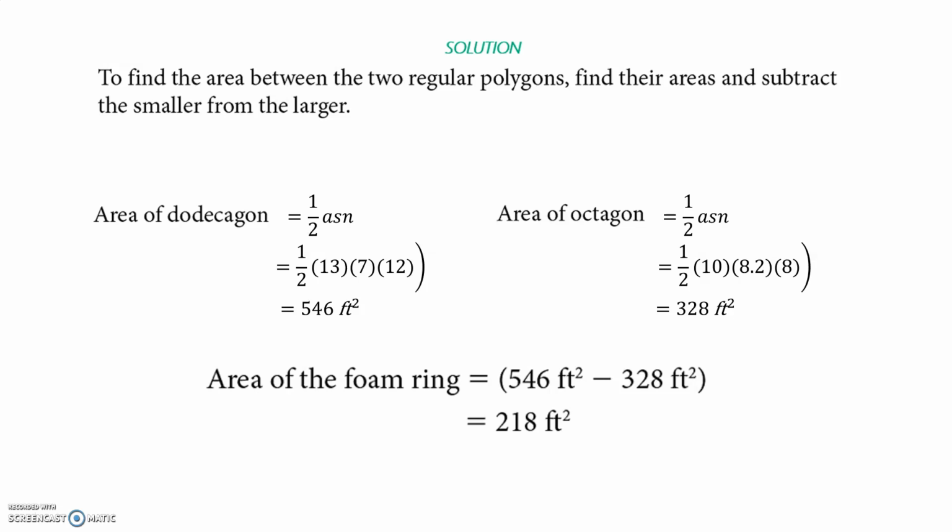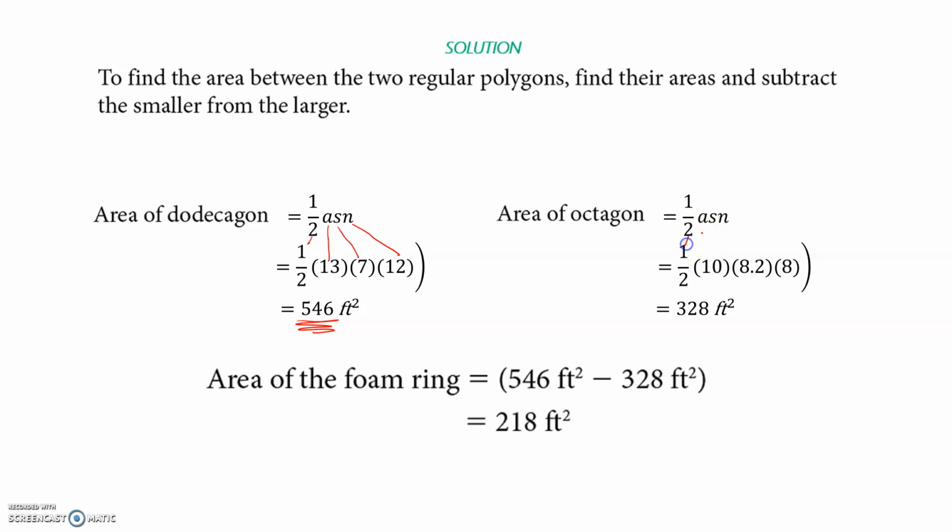So here is where they do this. The dodecagon, they have 1/2 ASN. I usually do SAN. They have ASN, no big deal. So 1/2 stays 1/2. The apothem was 13. S is the length of the side, that was 7. And the number of sides in a dodecagon is 12. When you multiply that out, it gets to be 546, and it's area, so it'd be square feet.